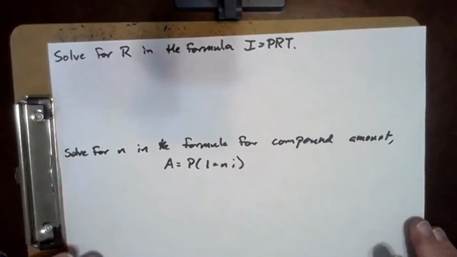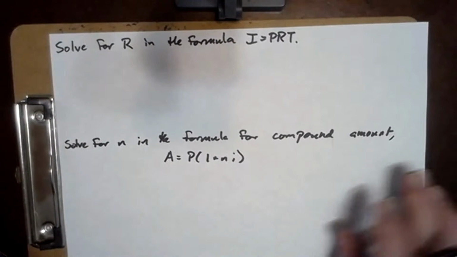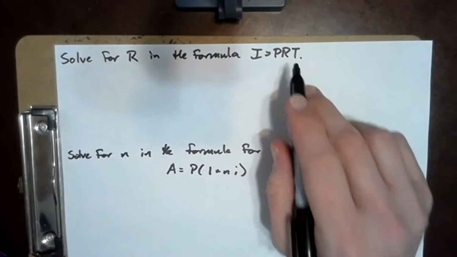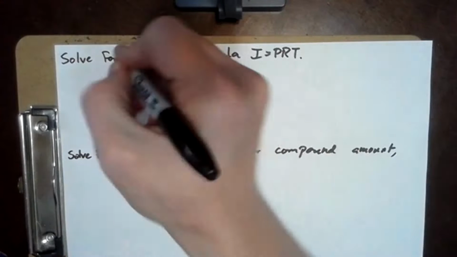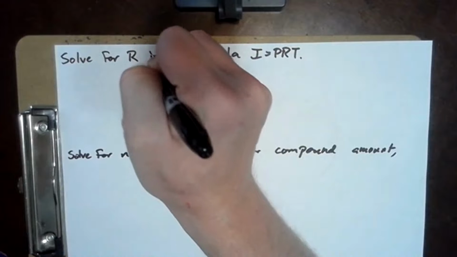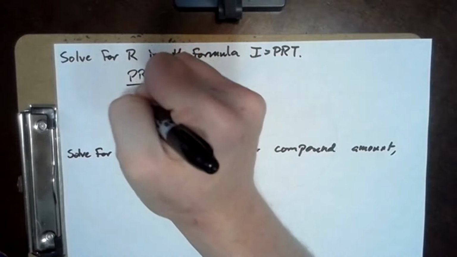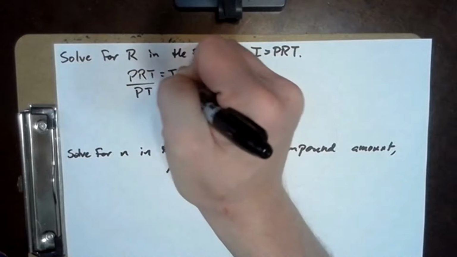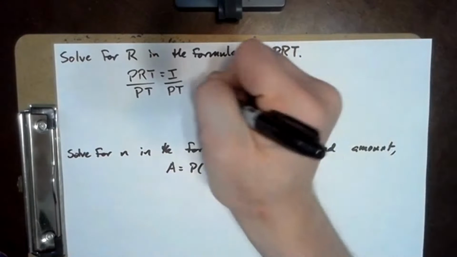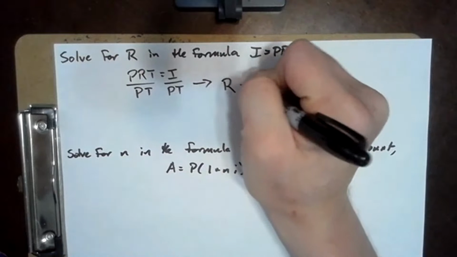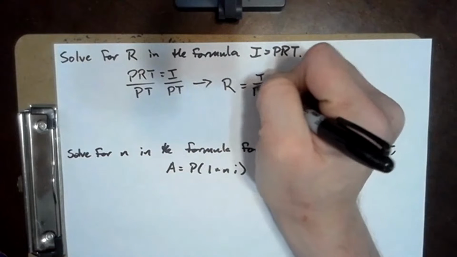Here we're asked to solve for R in the formula I equals PRT. Well, to solve for R, we need to get R on its own. I'm going to switch the sides. PRT equals I. But to get R on its own, I need to divide both sides by P times T. This gives us the formula R equals I divided by PT.